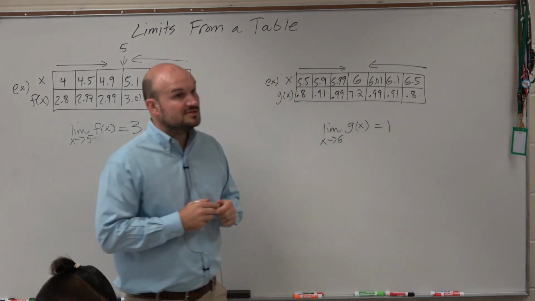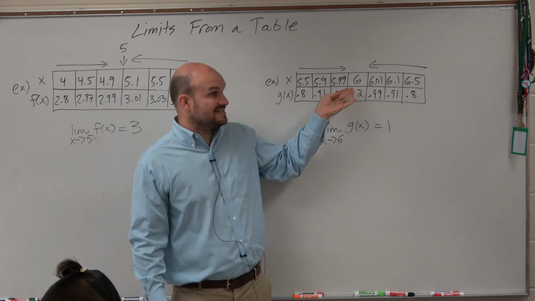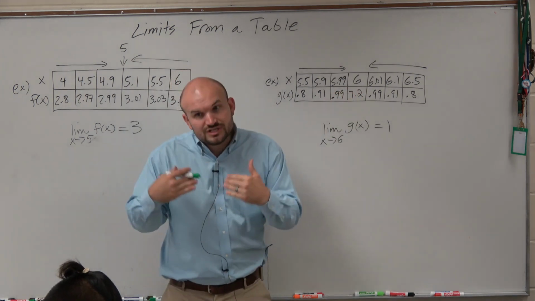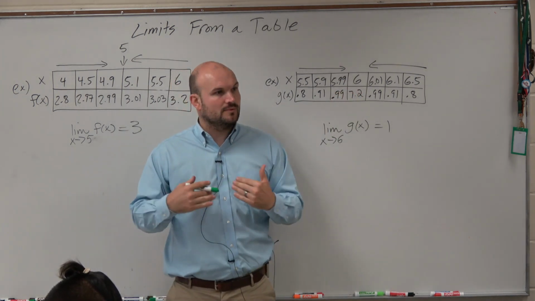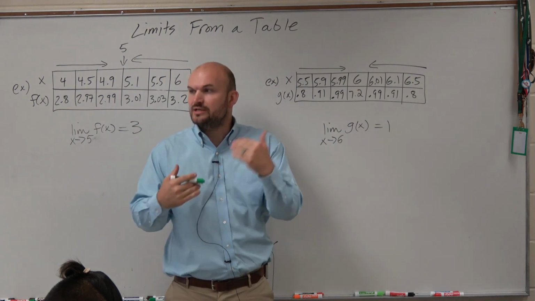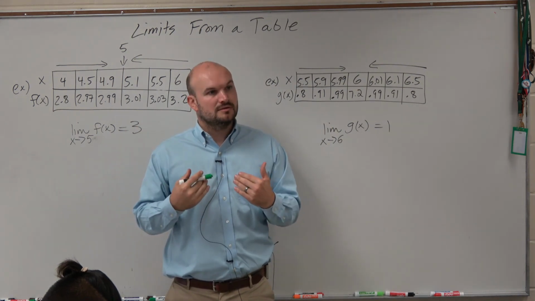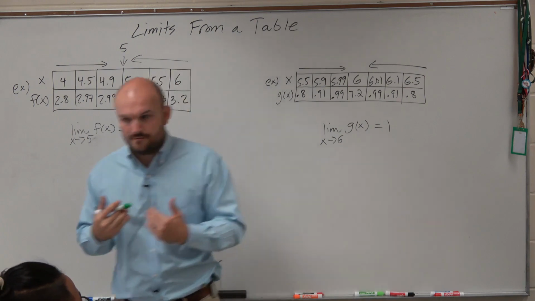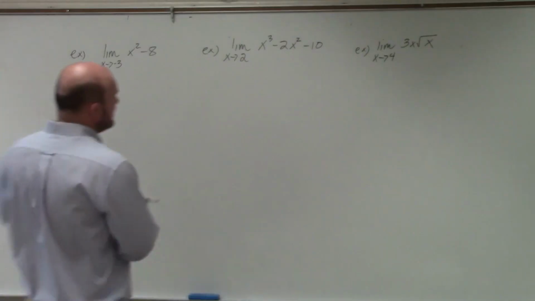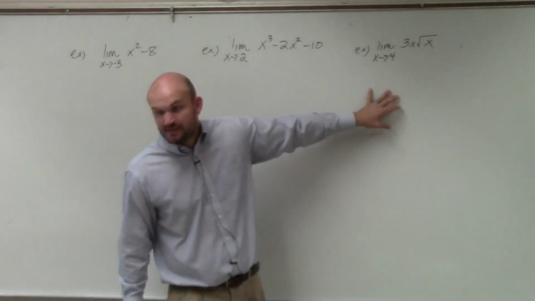Okay? So even though the function is evaluated at 6, it's approaching 1. And that's what we're looking for when we're looking at the limit: what is it approaching from the left and from the right. That make sense? Okay. Perfect.